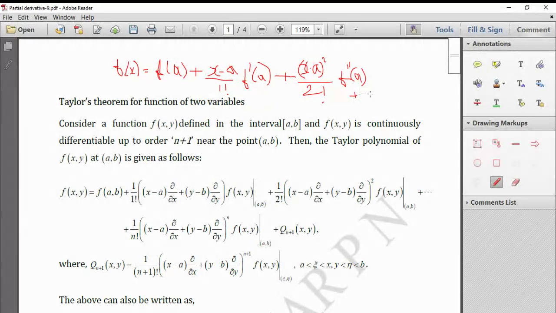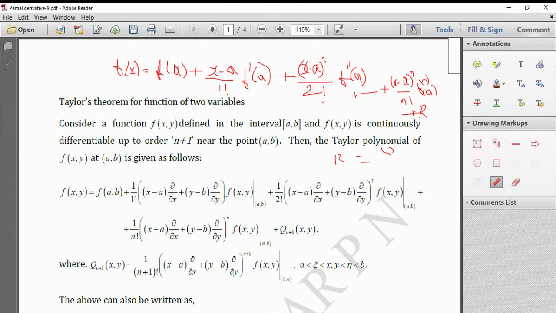up to the nth derivative, that is x minus a whole to the power of n divided by n factorial, nth derivative of f at a, plus a remainder. That remainder is nothing but, say, r.